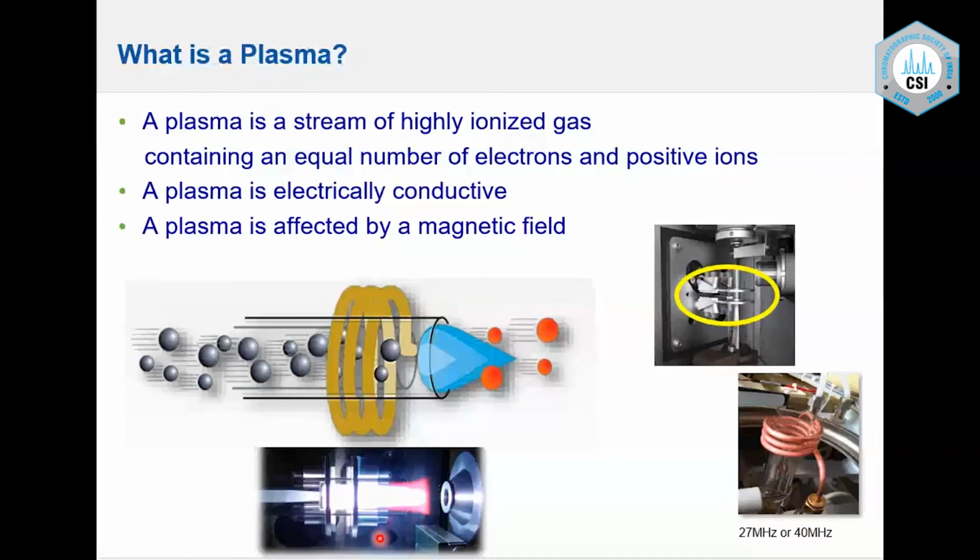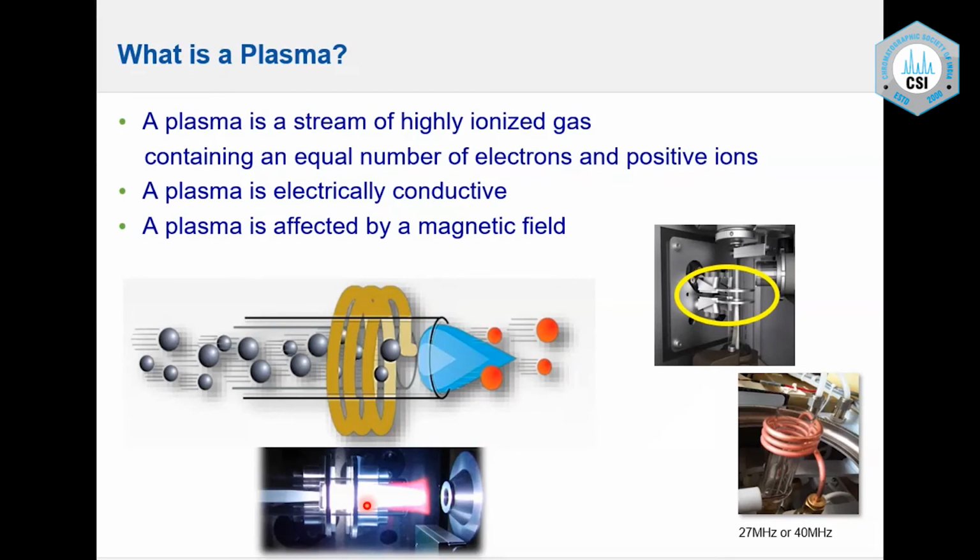There are different RF generators used by different manufacturers. This is the RF coil, which is connected to the RF generator. Normally 27 MHz and 40 MHz RF generators are available. This is again the RF generator, which is made up of some aluminium corrosion-resistant alloy. This is normally used to ignite the plasma.